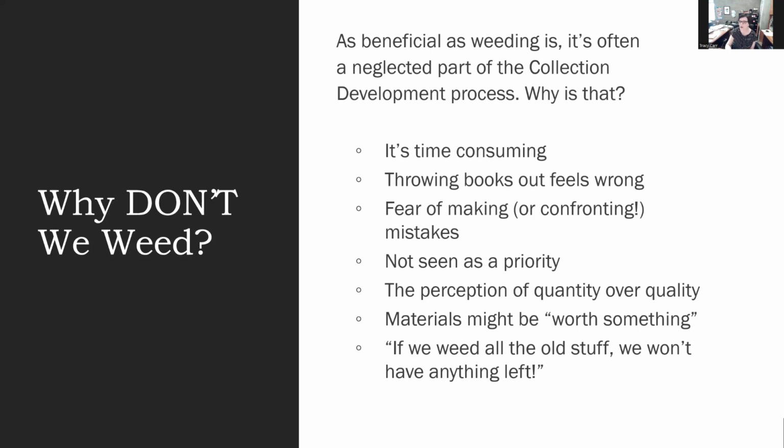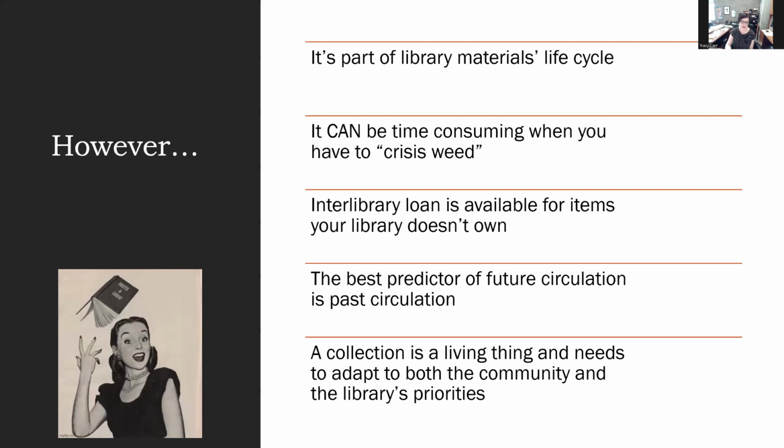So we don't want to weed. It makes us feel bad. Throwing books away feels gross. However, the mission of a public library is not to archive books. It's part of the library materials life cycle. So just like Elton John says, it's the circle of life. Books don't last forever. They are physical objects. Because we love reading and we love what reading can do for people, we romanticize, but the book itself does not last forever.